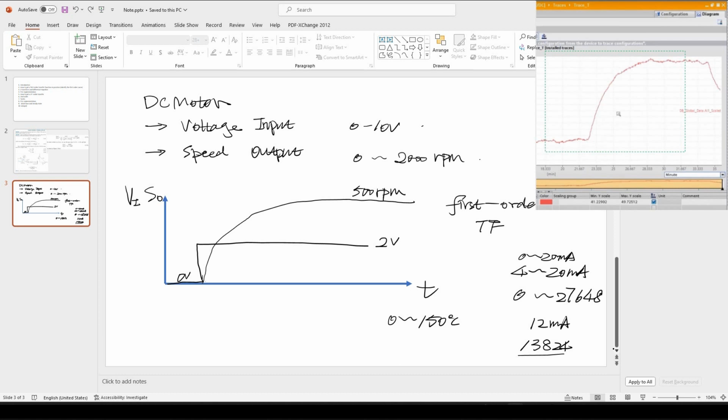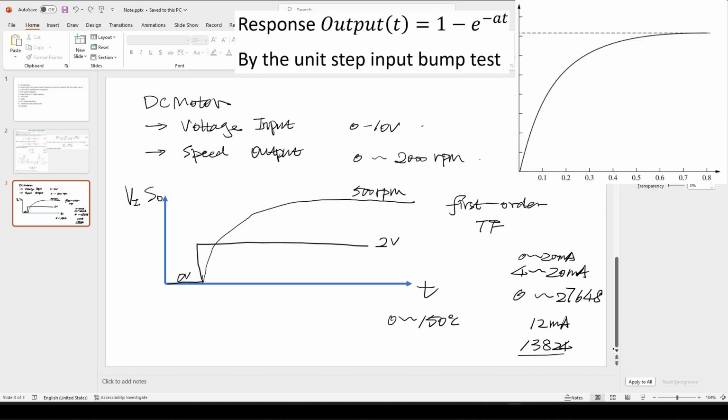Okay? And once your process responds with this exponential style, we can use the first order transfer function to represent this process. Or in other words, if this exponential style curve can approximate your process reaction, we can use the first order transfer function to represent your process system.